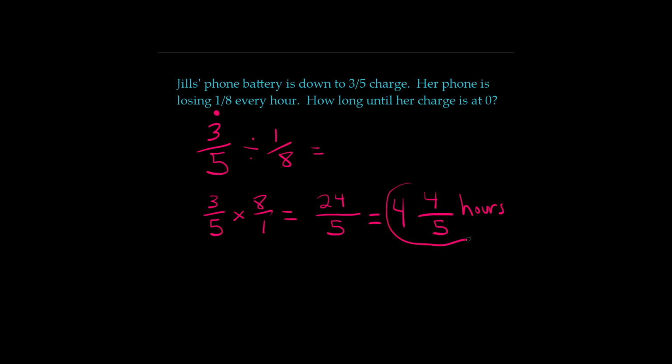So she has a little bit of time left here on her phone, so she can probably still do some stuff. But see how it's losing it every hour, so it's repeating. That's what's going to tell us to divide. So we're kind of looking for some keywords and just kind of thinking about what's happening in these problems. All right, let's look at our final division problem.